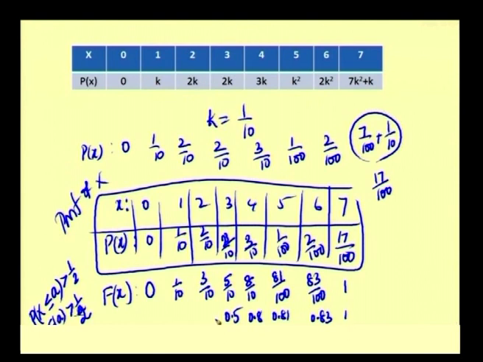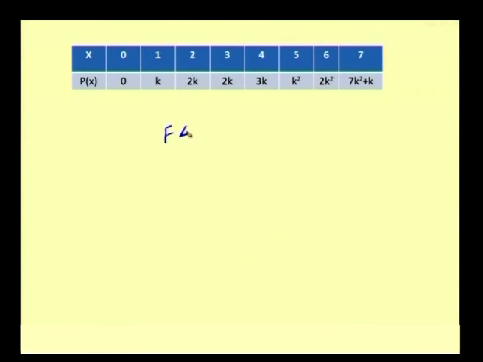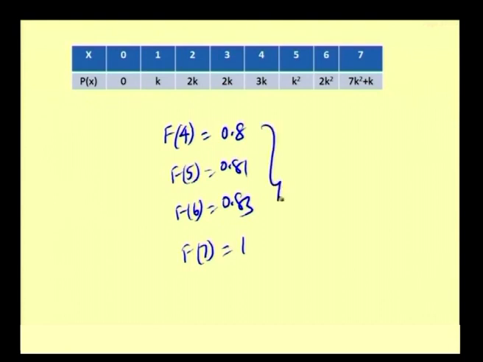So, the corresponding values of f of x greater than half are 0.8, 0.81, 0.83, 1. The corresponding values are f of 4, f of 5, f of 6 and f of 7. Okay, so f of 4 is 0.8, f of 5 is 0.81, f of 6 is 0.83, f of 7 is 1. All these values are greater than 1 by 2. So, the corresponding x values are 4, 5, 6, 7.